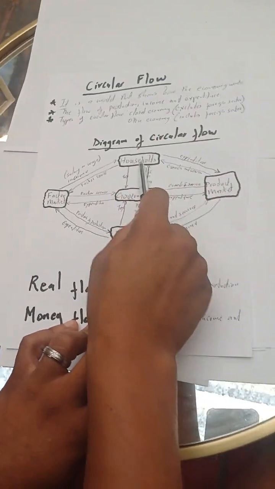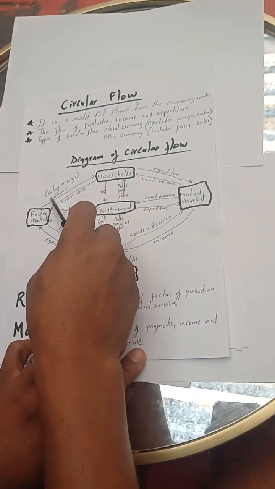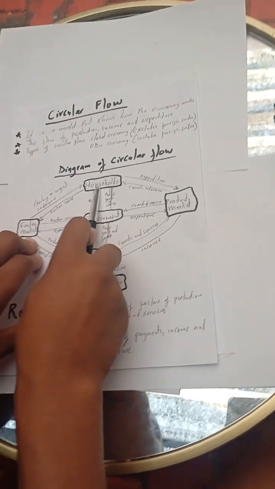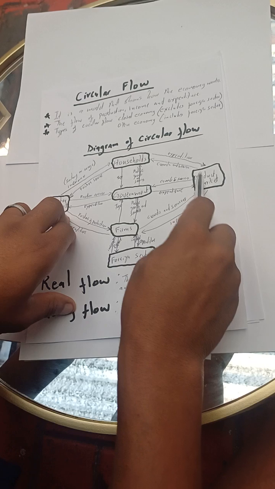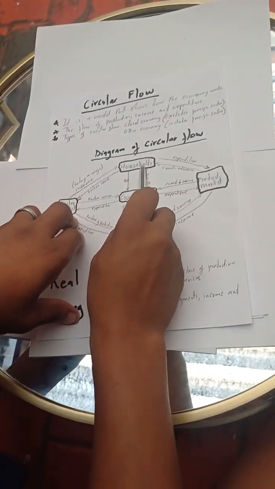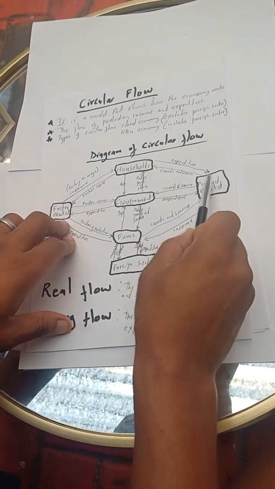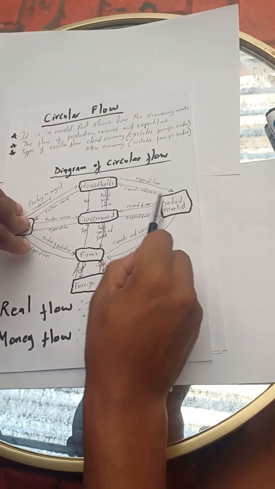Then the household sells and gets income in the form of a wage or a salary. Then they spend that income when buying goods and services from the product market. As you can see, the arrow from the household moves to the product market, meaning they spent money so that they can get goods and services.